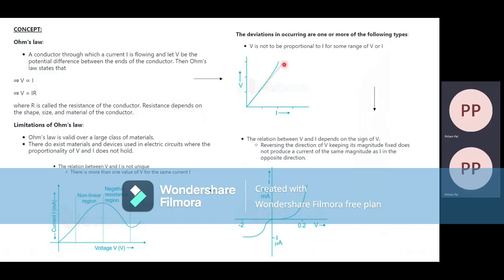It's no longer following the straight line path. So this is nonlinear, non-linearity that is present in the IV characteristics. So the relation between V and I depends on the sign of V. Reversing the direction of V, keeping its magnitude fixed, does not produce a current of the same magnitude as I in the opposite direction.